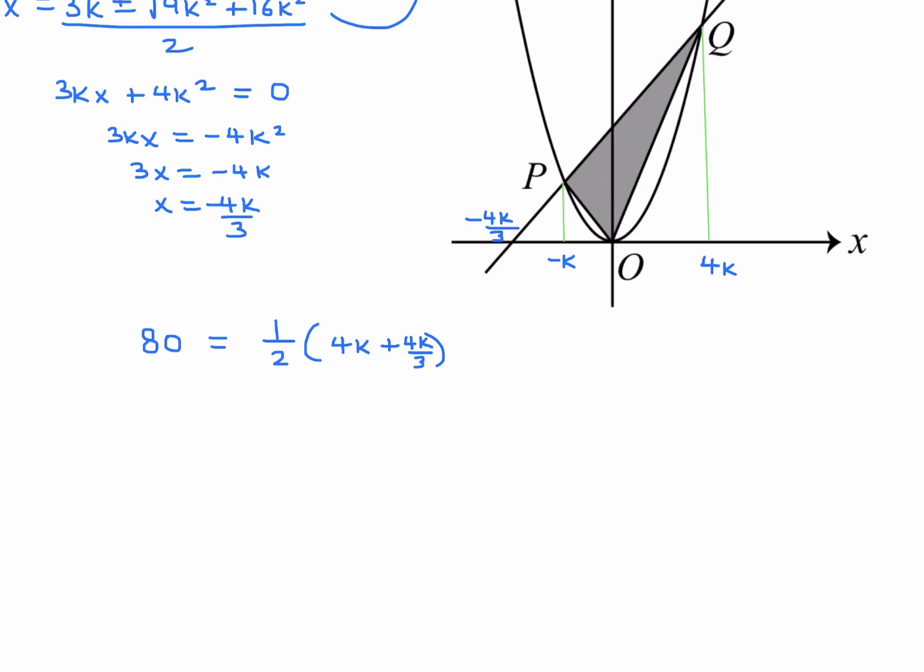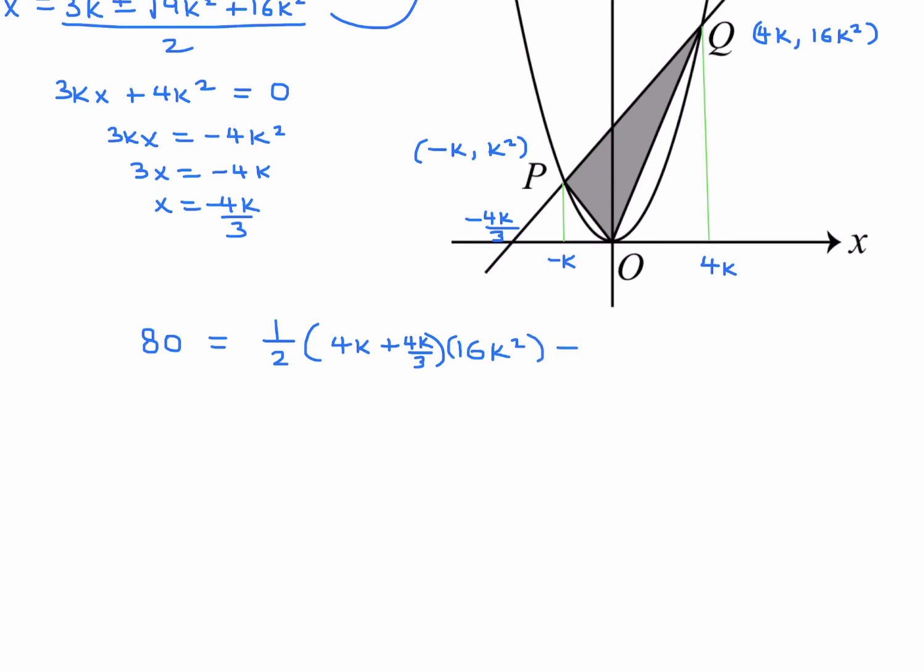Since it's on the parabola y is equal to x squared, this point right here, Q, is going to be 4k, and then 4k squared, so 16k squared. And then this point P is also on the parabola, so that point right here is going to be minus k, and then minus k squared, which is k squared. So going back to our 1/2 base times height, this was the base, and this is the height, and the height is the y-coordinate, so 16k squared.